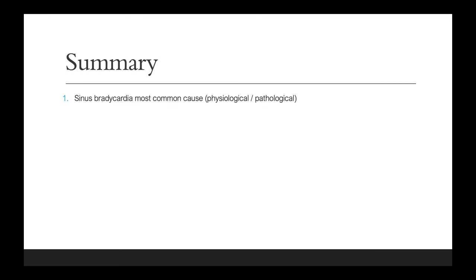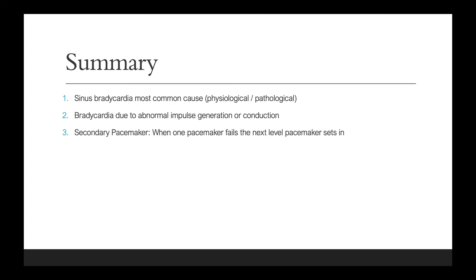So just to summarize, sinus bradycardia is the most common cause that we would see, either physiological or pathological, the pattern on the ECG. And there are two basic mechanisms of bradycardia. It's either due to abnormal impulse generation. The SA node is dysfunctional, it's not able to generate impulses, or it could be a problem with conduction. There's some way along the conduction system, there is a dysfunction in the conduction being passed on, transmitted.